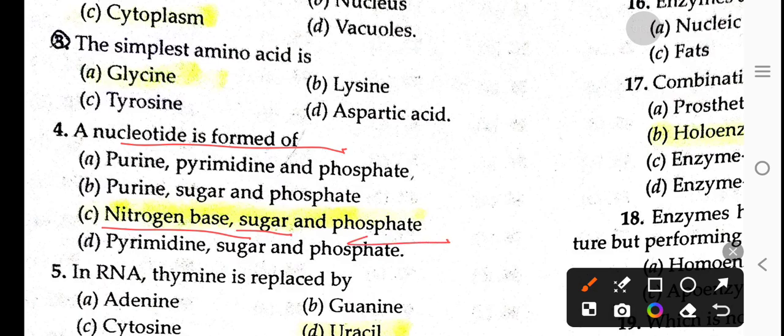It contains nitrogen base, sugar and phosphate. If we remove phosphate, then the nitrogen base and sugar make a nucleoside. If we combine phosphate with these two, then it turns into a nucleotide.